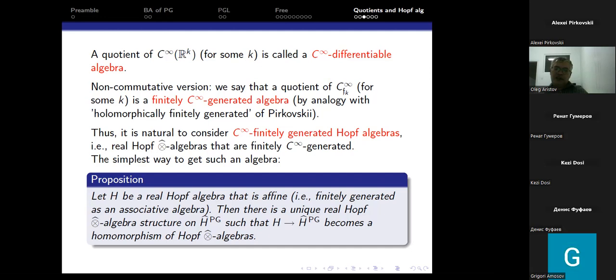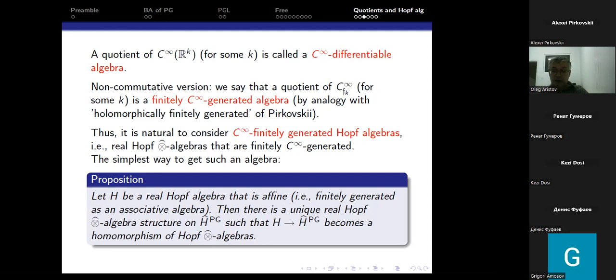And the simplest way to get such an algebra is to apply the envelope. So if we take a real Hopf algebra that is finitely generated as an associative algebra, the term is affine Hopf algebra, then there is a unique real Hopf topological algebra structure on the envelope, such that the natural homomorphism becomes a homomorphism of topological Hopf algebras. But of course, this is a simple example.